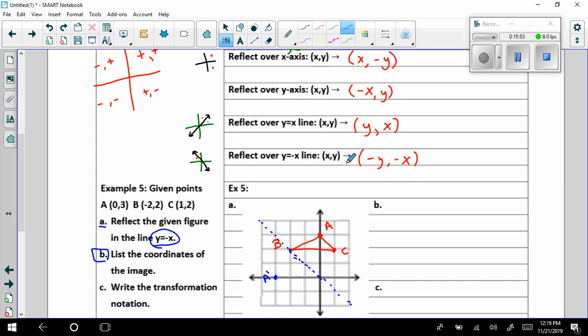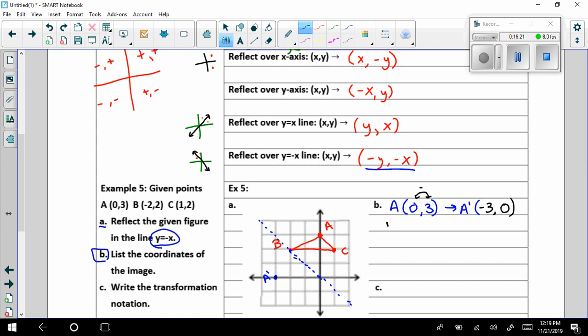But another way to know that is to look up here at your rule. If my A is at 0, 3, then A prime is going to switch these around and make them negative. So I'm going to go to negative 3, 0. 0 doesn't become negative 0. And you can see right there is where I put A prime.